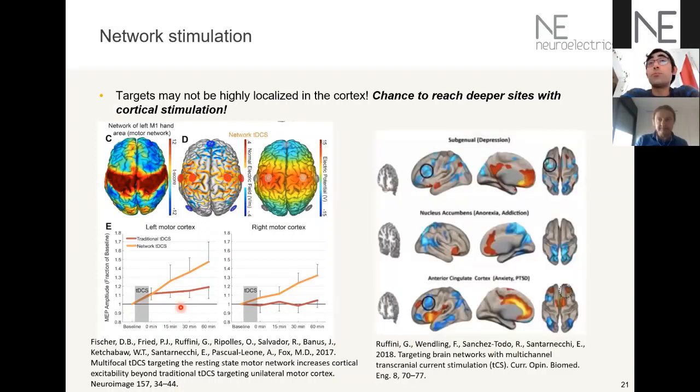You can also use this approach to reach deeper sites with cortical stimulation. So a problem with tES is in reaching regions in the brain located very deeply. And the problem with that is that a lot of current that you inject in tES is actually shunted through the scalp. It doesn't really reach the brain. And so it's hard to reach deep areas. So one thing you can do is to get maps of the cortical areas, so the superficial areas, that are correlated with activity of that deep area, and then stimulate using the same sort of rationale that I described previously.